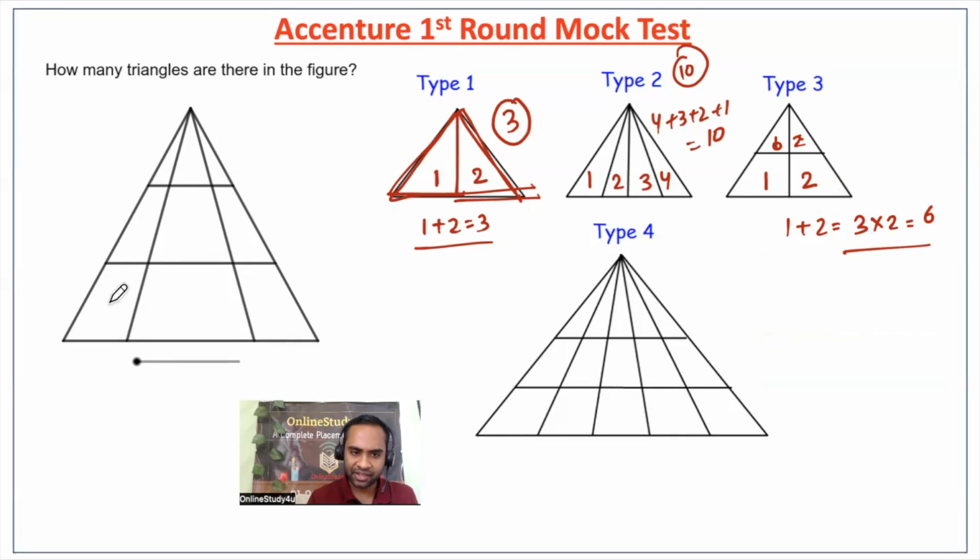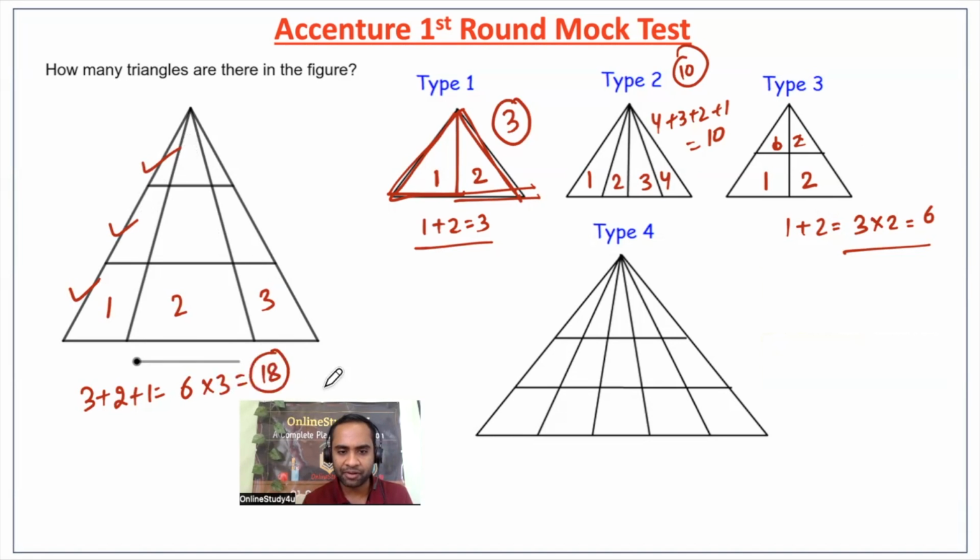Okay. Now here you can see you have 1, 2, 3. So 1, 2, 3 means 3 plus 2 plus 1. So it is 6. And now we have how many? 1, 2, 3, right? 3 times. So 6 into 3 will become 18. Total number of triangles will become 18.